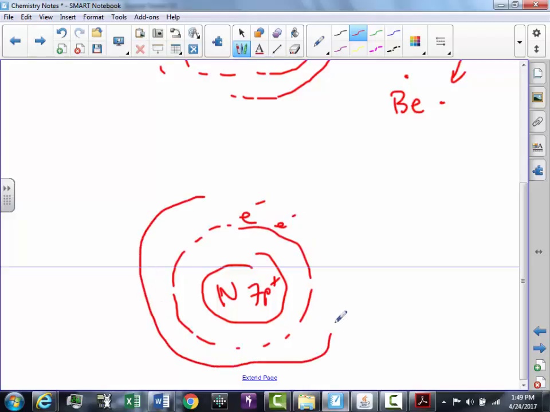And then how many in the second orbital? 5. Yeah, because you need to get to 7, right? So 1, 2, 3, 4, 5. I actually don't really care where you put them. So there's the picture for it.